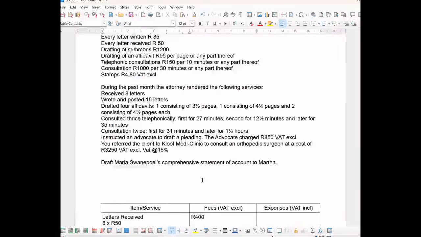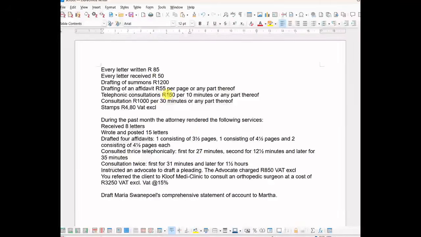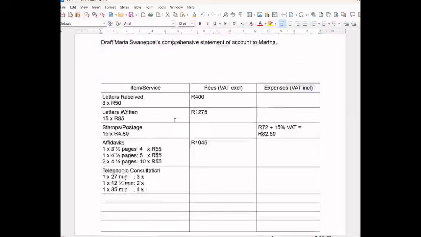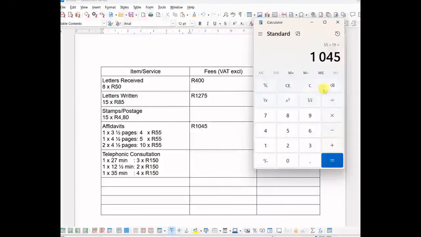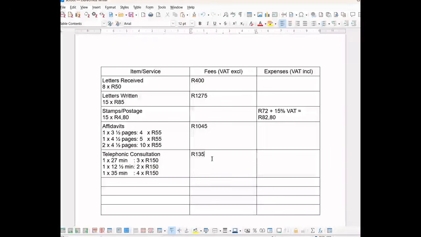Now, I can't remember how much we're charging telephonically. Let's go and have a look. Oh, it's 150 Rand. So that's going to be by 150. Let's get our calculator. Okay, so we're charging 150. Now, how many units of time? We've got 4. We've got 2. That makes 6. 6 plus 3 makes 9. So we have 9 units of time. So that is 1,350.